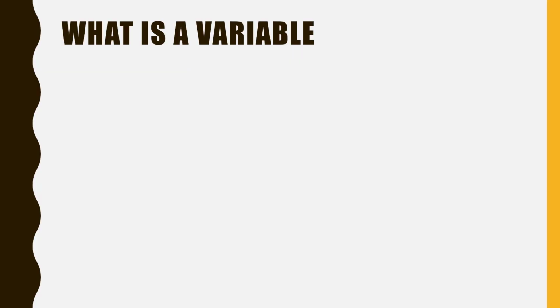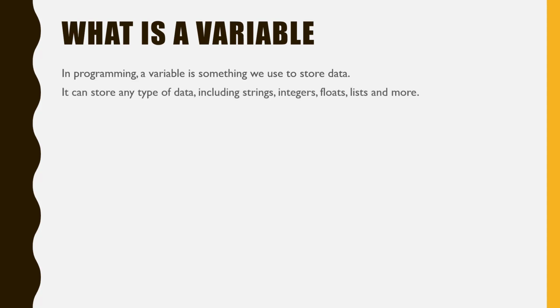So what is a variable? In programming, a variable is something we use to store data while the program is running. A variable can store any type of data, including strings, integers, floats, lists, and more complex features which we will examine in a later video. A variable is made up of 3 parts.